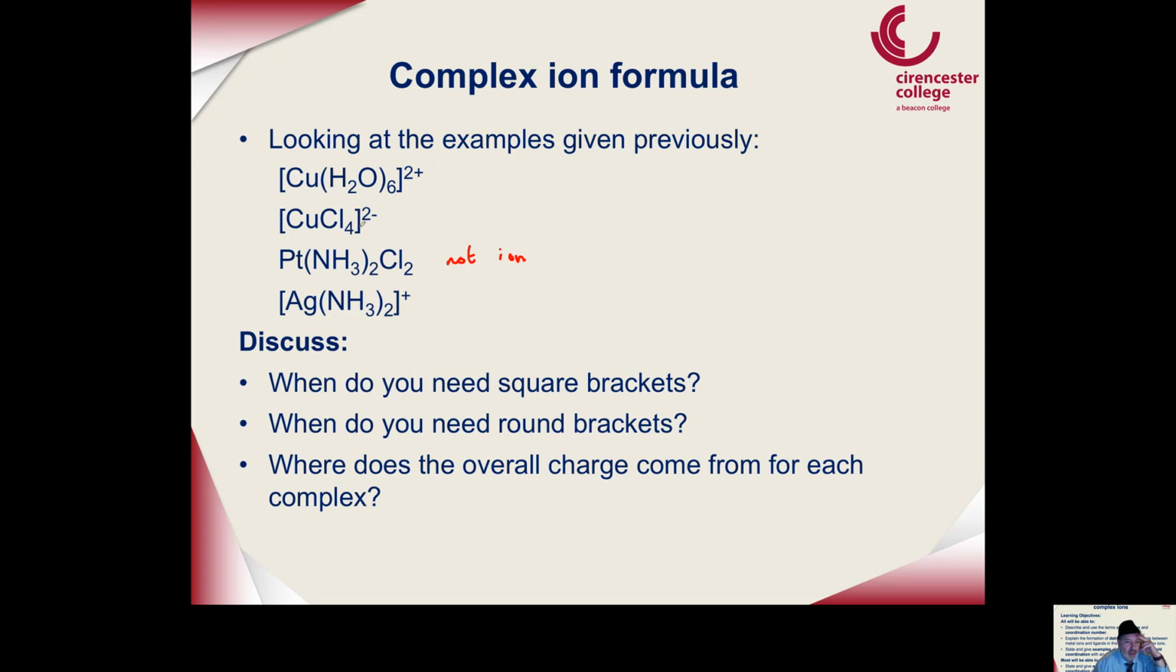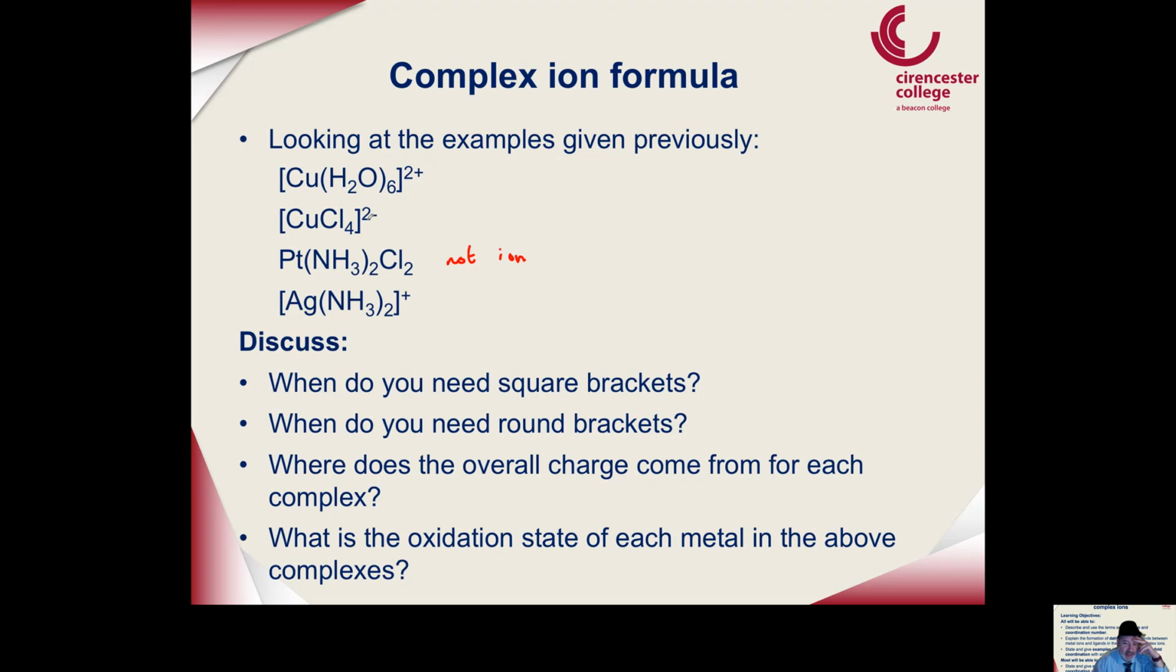Where does the overall charge come from? This one comes from the fact that silver is positive. This one comes from the fact that copper is 2+, but the chlorides are 1- each, so 4 lots of minus plus +2 gives us 2-. What's the oxidation state of each metal in the above complexes? So +2, +2, platinum 0, and +1.